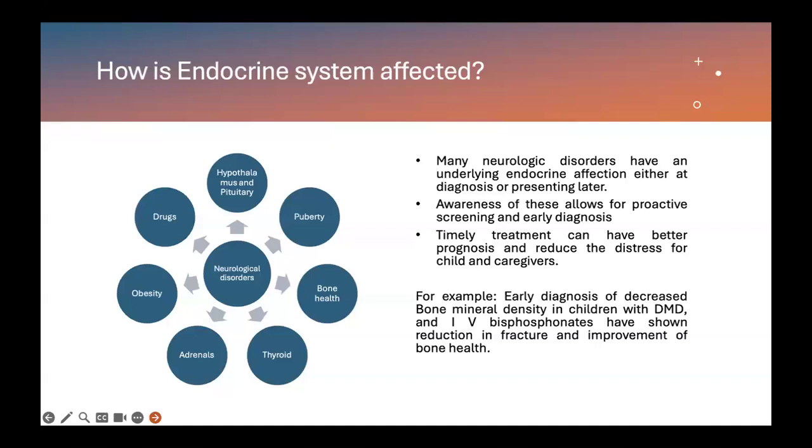Similarly, various other neurological disorders affect the hypothalamo-pituitary axis, puberty, thyroid function, adrenal gland function, and can result in obesity. There are many drugs such as anticonvulsants, especially the ones which induce the cytochrome P450 enzyme and result in a lot of derangements in the thyroid function axis as well as vitamin D metabolism, and hence cause endocrine dysfunction.